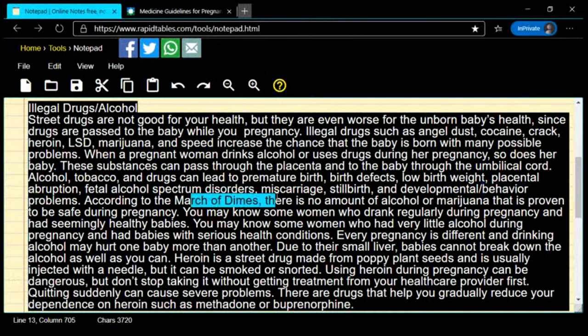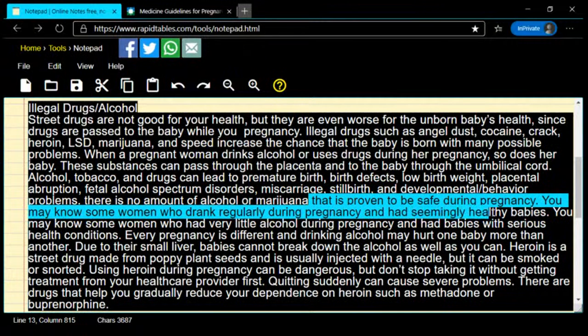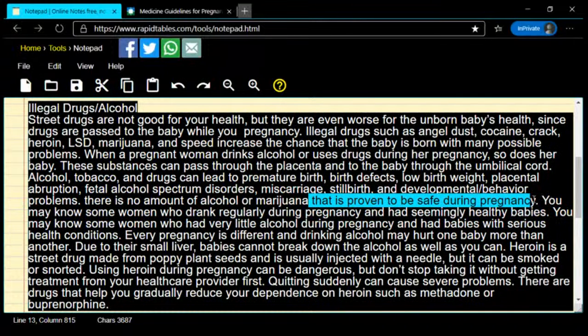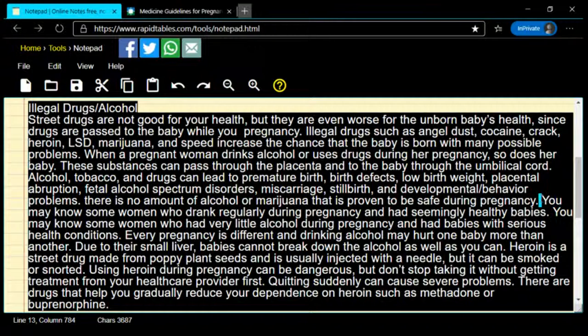According to the March of Dimes, there is no amount of alcohol or marijuana that is proven to be safe during pregnancy.